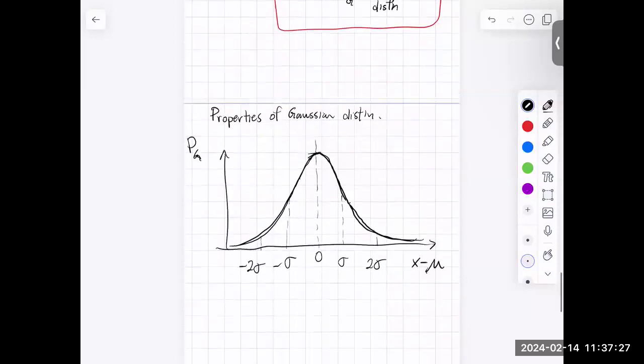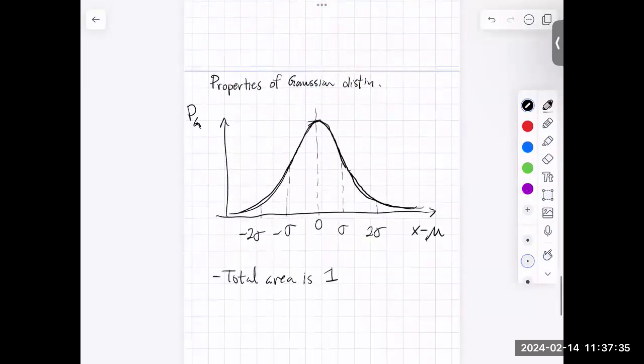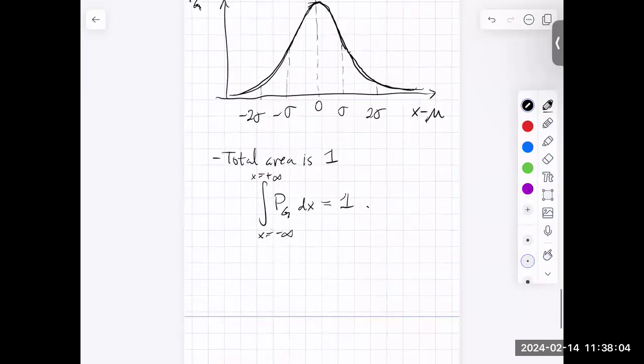So properties, what are the properties? The total area is 1. And so that means if I was to take the integral of the Gaussian distribution from, let's say, x equals minus infinity to x equals plus infinity, that would come out to be 1. And so then I can ask questions like, what is the probability that I measure some quantity between x and x plus delta x, for example? Well, it's just the corresponding area underneath that graph.